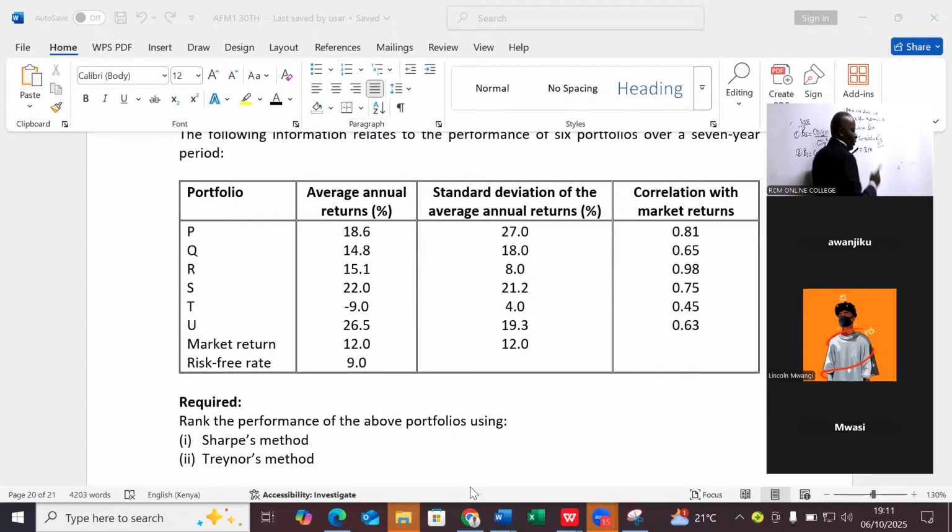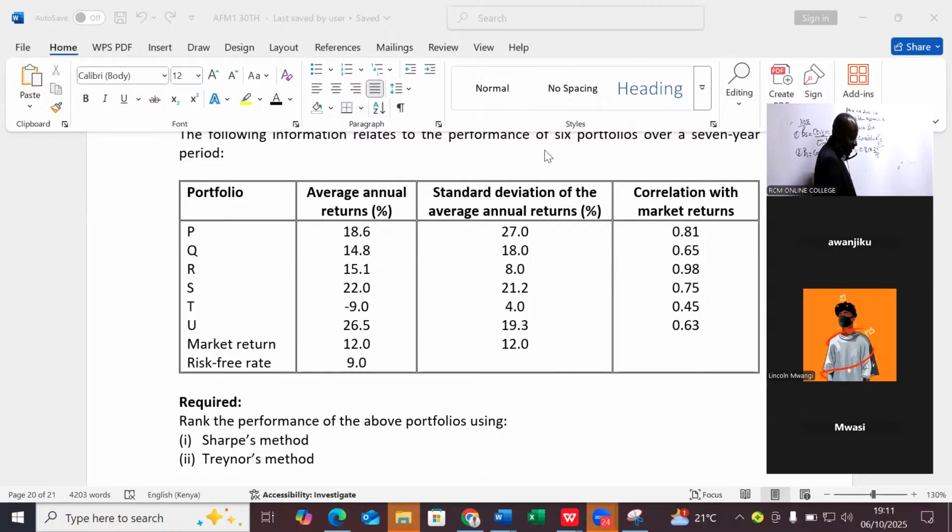So the correlation of P is 0.81. Are you able to see the standard deviation of security P? What is the standard deviation of security P? 27, isn't it? So is there somebody who is able to see the standard deviation of the market? It's given down there, 12, right? Because you can see the market return. We have an average return of the market as 12, but beside there we also have the standard deviation of that market, which is 12. You can see it is here. Standard deviation of the market is 12.